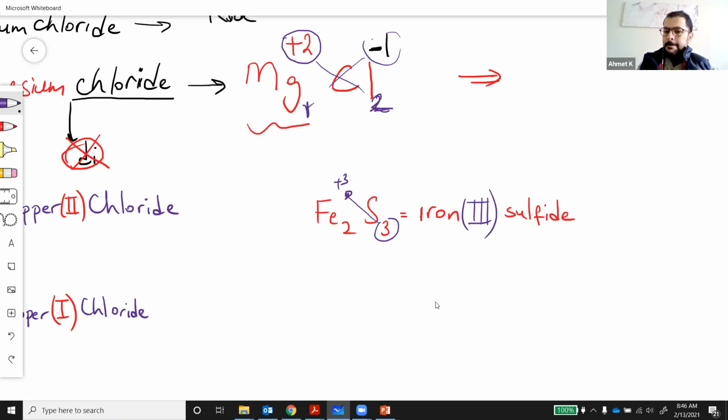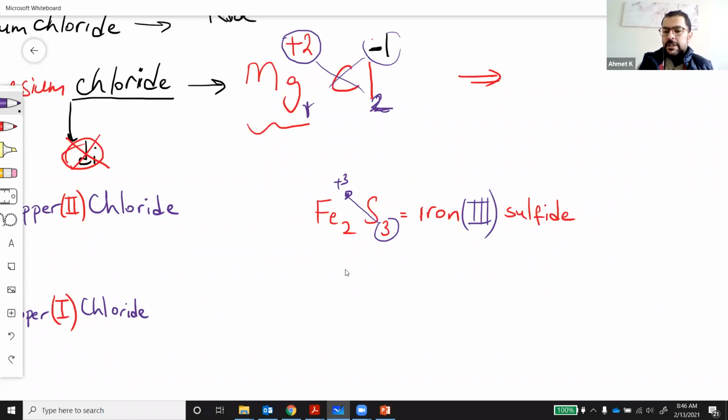Make sense? Everybody see that, right? Where this 3 is coming from? So what happens to the 2? Again, iron 2? What happens to the iron 2? Do they cancel out?